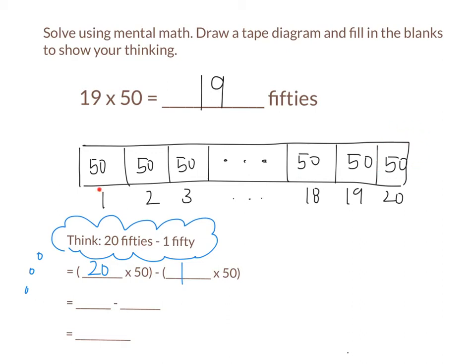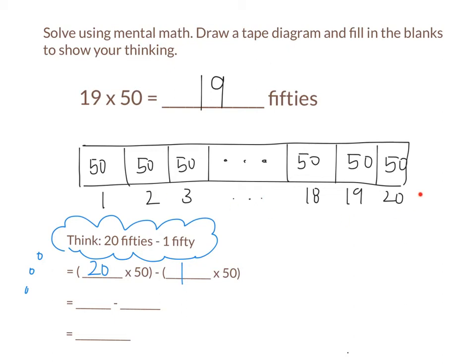And I can show that this is my first 50, my second 50, my third 50, and dot, dot, dot. It keeps going until here's my 18th 50, 19th 50, and 20th 50. Do you see that? I want you to take a moment and copy this tape diagram so that you have an example of how to abbreviate, or dot, dot, dot, in the middle of your tape diagrams.